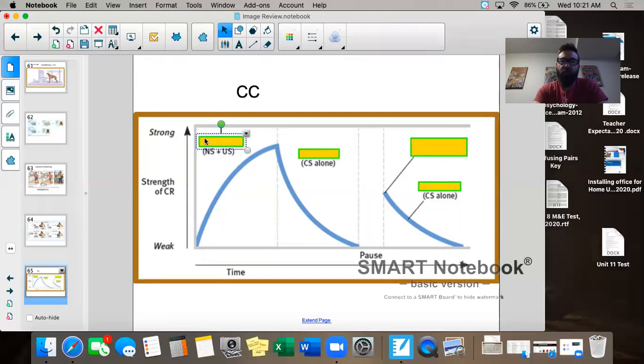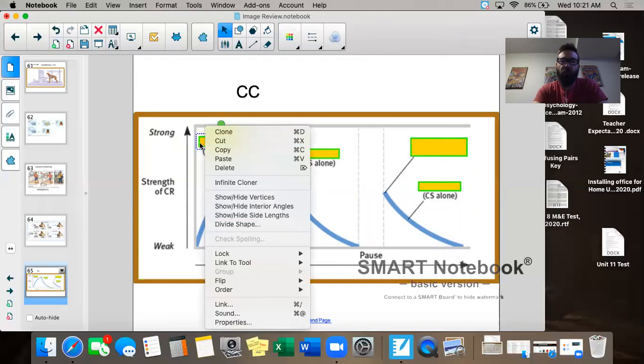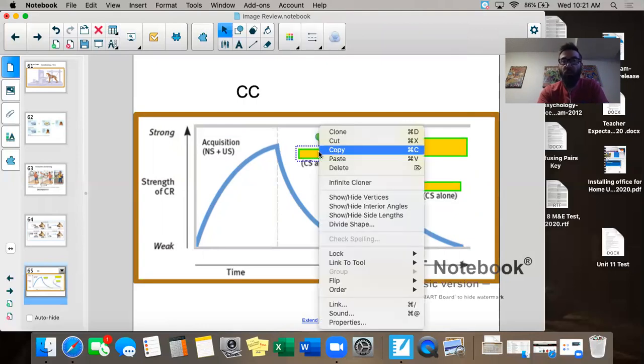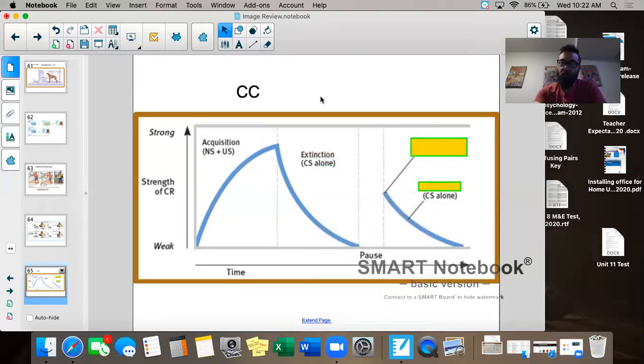Acquisition. While they're learning to associate those two things together, acquisition. If we take away the tuning fork, we take away the bell, all that's going to happen is the conditioned stimulus. If the tone is the only thing that's happening, we expect that the strength of the drool, the CR, will weaken, and suddenly you're going to stop seeing the dog drool.